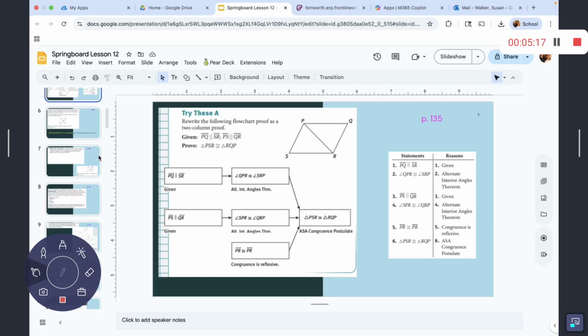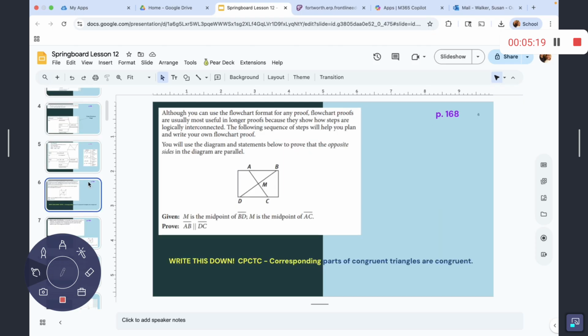Okay, so you are going to be on page 168, and it says, although you can use the flowchart format for any proof, flowchart proofs are usually most useful in longer proofs because they show how steps are logically interconnected. The following sequence of steps will help you plan and write your own flowchart proof.